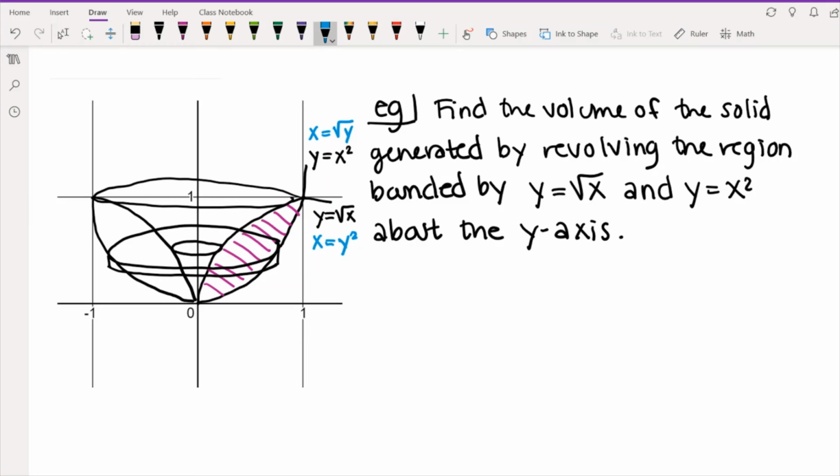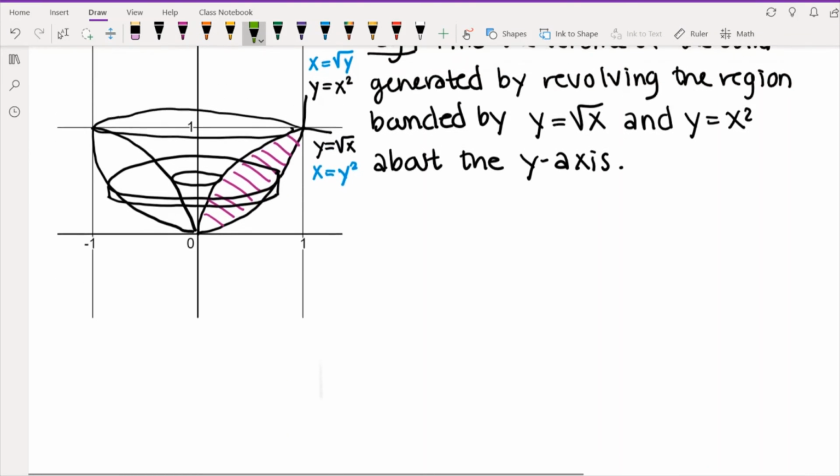Okay, so let's find our radii. So the inner radius is going to be determined by this top curve, right? And so this top curve is y is equal to square root of x, or x is equal to y squared. So we want it as a function of y, so we're using y squared. And then the outer radius is going to be using the bottom function. And so that function was originally y is equal to x squared, but we want to write it as x is equal to square root of y.